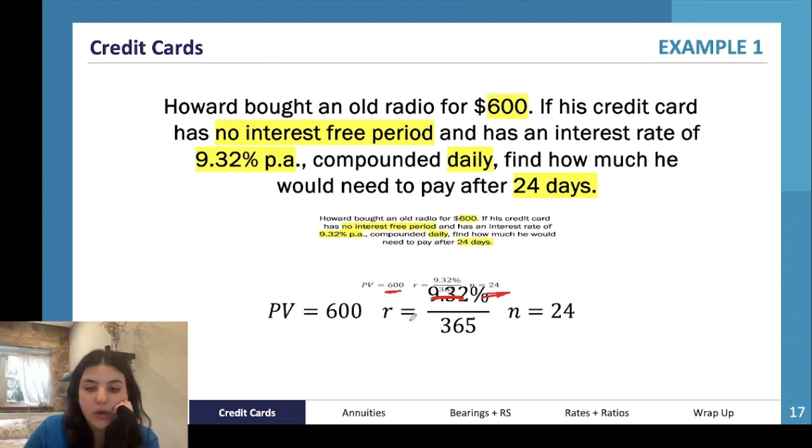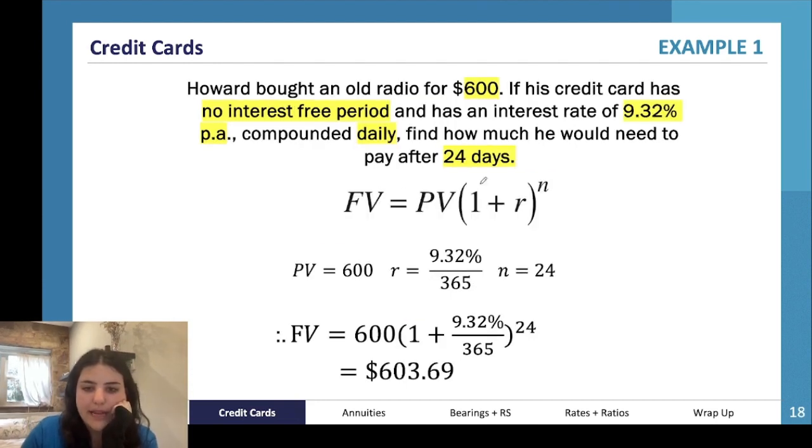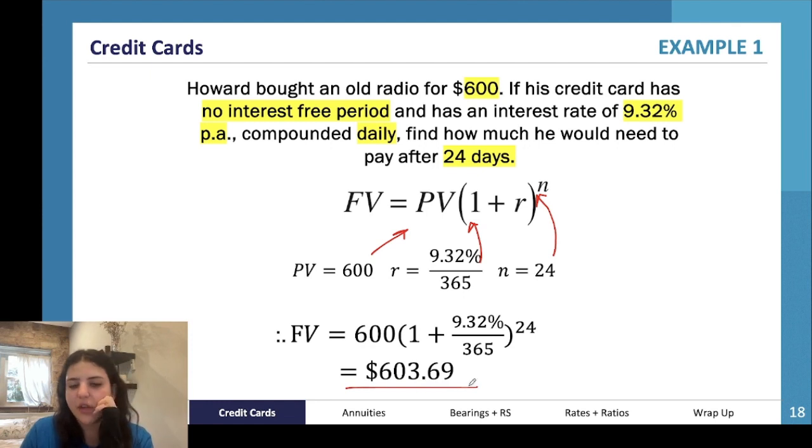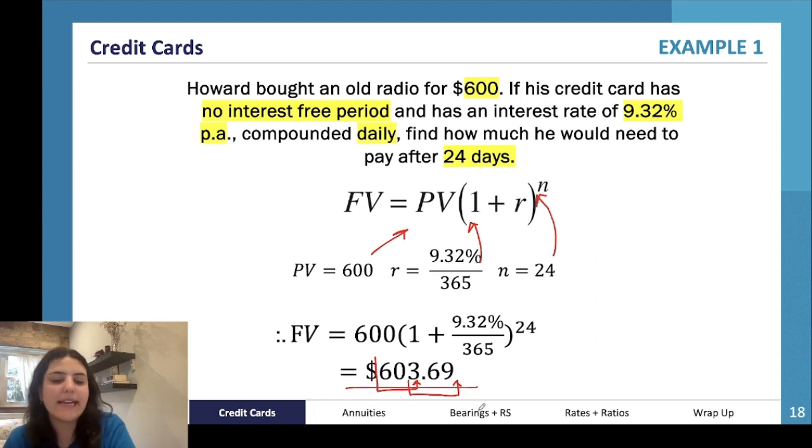So with all of that in mind, we would then place that into our formula. So 600, our rate, which is 9.32% over 365, you can just put it in as that fraction. Time period's 24 days. So we have to pay back $603.69. So this 600 is the radio. This $3.69, sorry, is the interest that we earned in 24 days. That's why it's such a low amount, right?